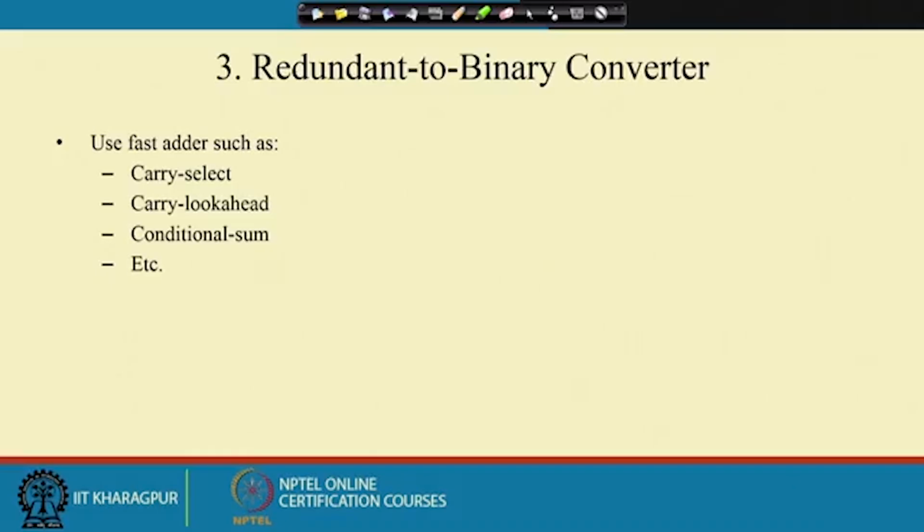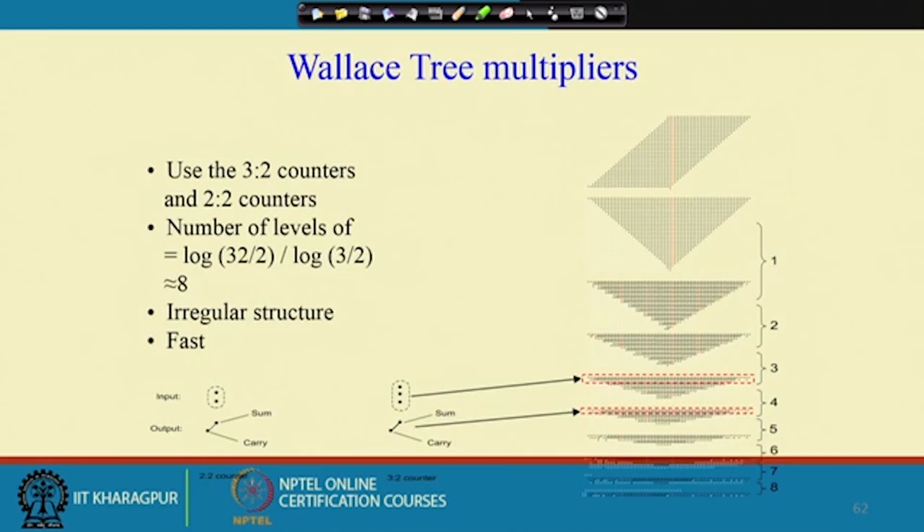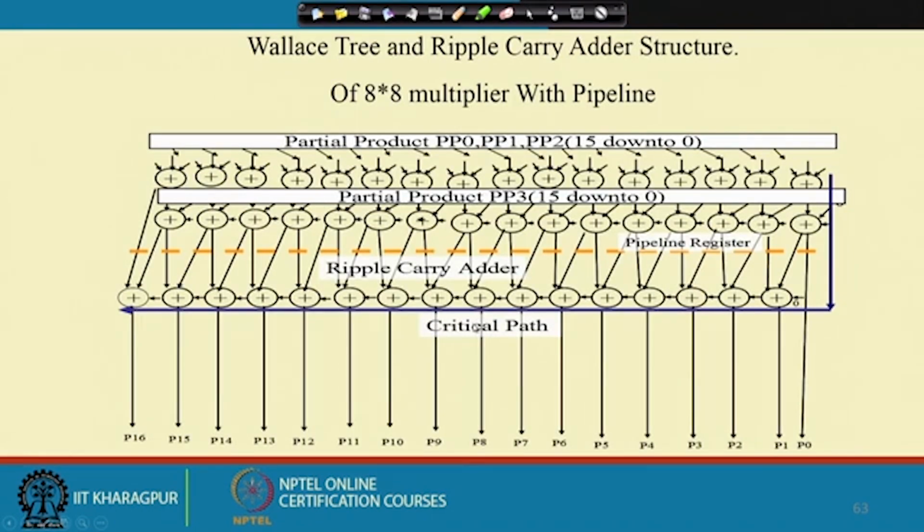So, at that time, that means after tree reduction the final terms will come, whenever that reduces, it will come down to 2. At that time you have to use any of the fast adders to get a better result or to reduce the delay for the particular multiplier design you intend to build. In a Wallace tree, the number of levels you can get by log of this. I think we have already discussed this.